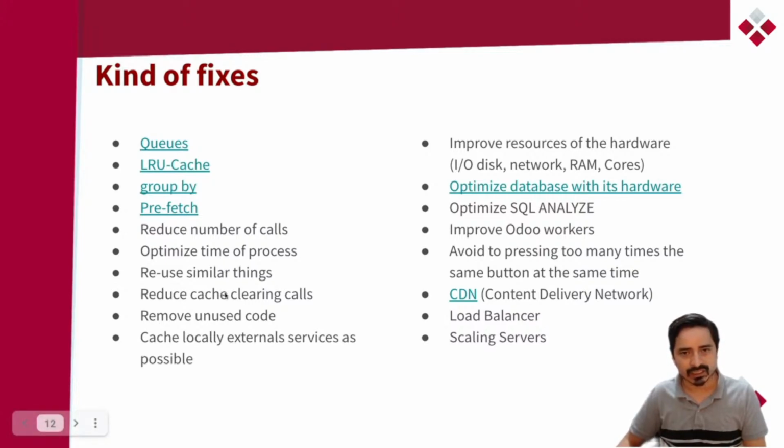Reduce cache clearing calls. You can use clear caching, but the cache methods will be reset, so the methods will be recomputed. So you need to reduce the quantity of clear caching. Remove unused code. Sometimes you are calling a method that is not used, but it is slow.